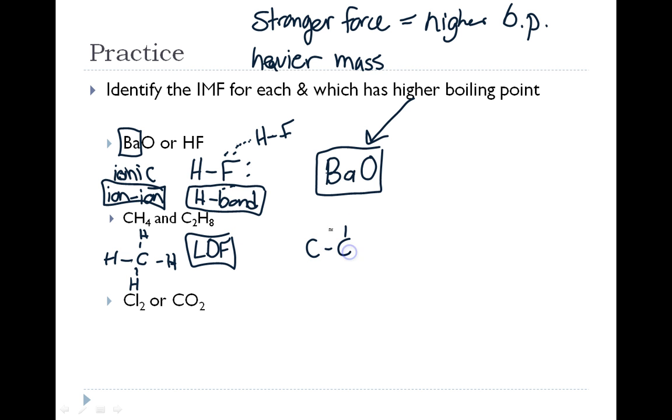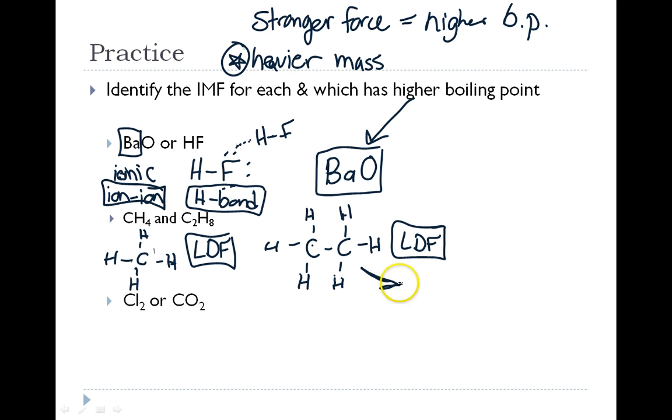And C2H8 is going to have kind of a similar structure. Carbons with hydrogens all the way around. Again, it's going to be nonpolar, so that's LDF forces. Uh-oh, we got the same kind of force. What do we look at to figure out which one boils at a higher point? Well, that's where we look at our tiebreaker, the heavier mass. Now, even without adding this, you could probably figure it out. There's more carbons and hydrogens in this one, so if you add up their molar masses, it's definitely going to be more than the CH4. So this one's going to have our higher boiling point because it is heavier.